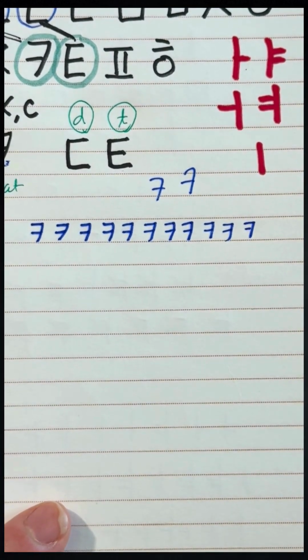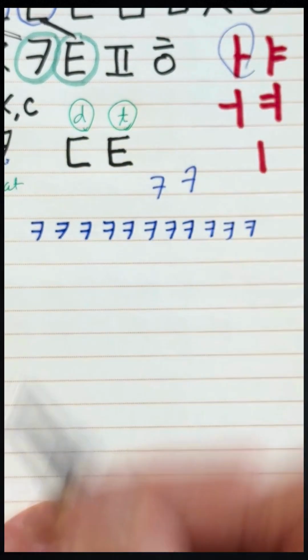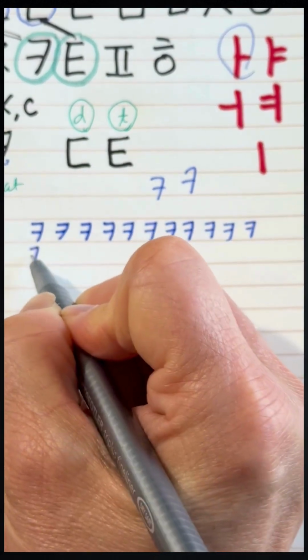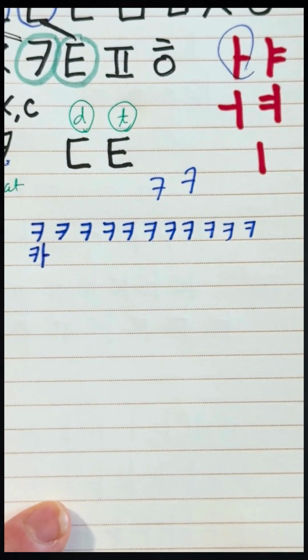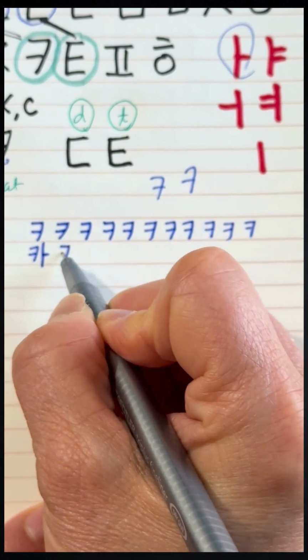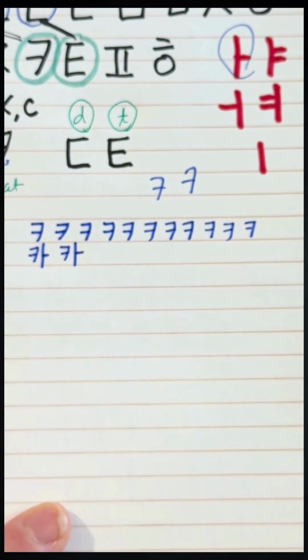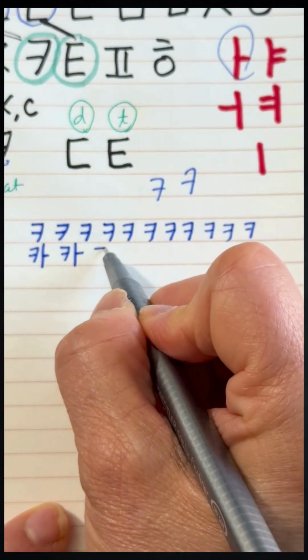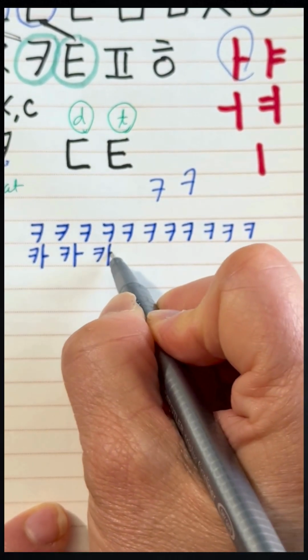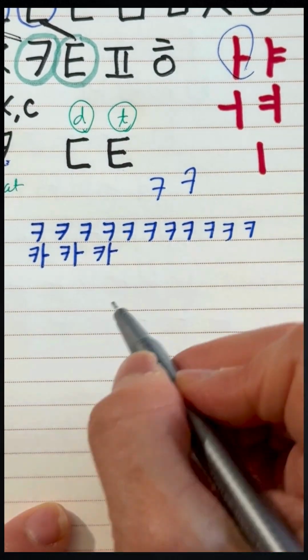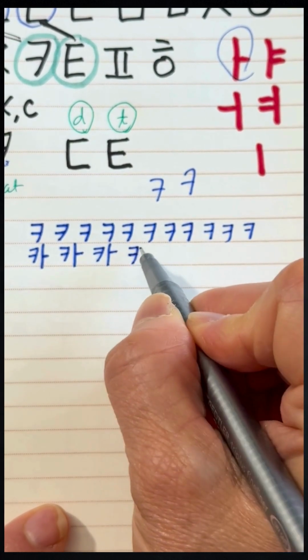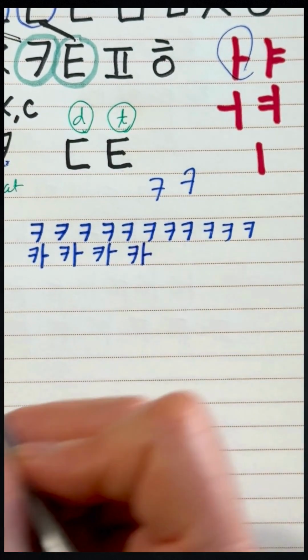Let's write 카. 카. Again, 카. 2 more times. 카. One more. 카.